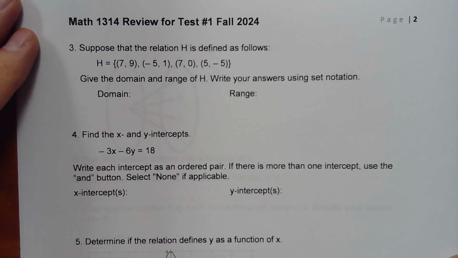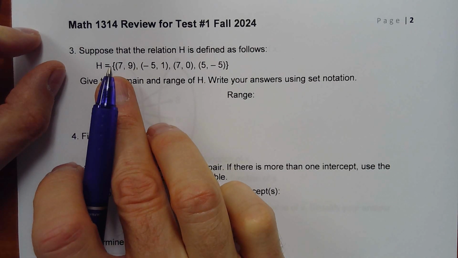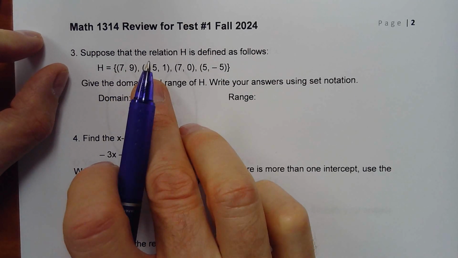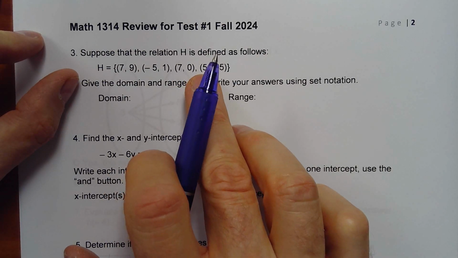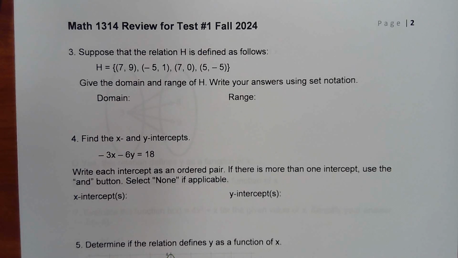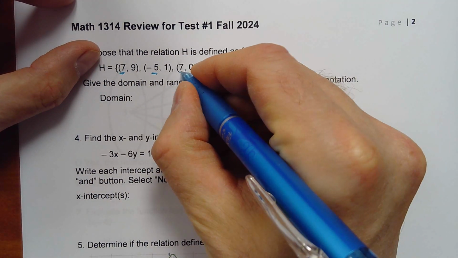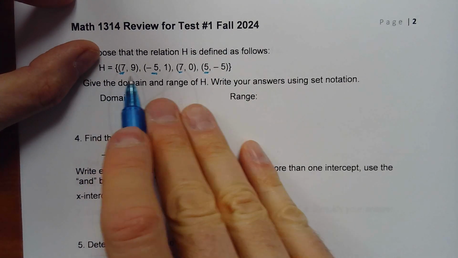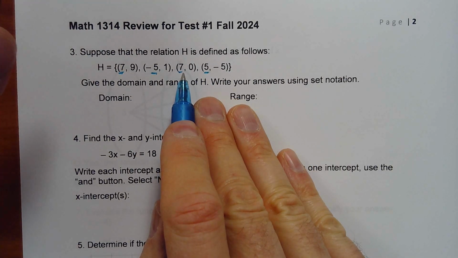For number 3, we suppose that H is a relation defined as follows. H is these ordered pairs: 7, 9; -5, 1; 7, 0; and then finally 5, -5. It asks us to give the domain and range of H, and to write our answers using set notation. Remember, the domain, when you've got a set of ordered pairs, is going to be the x-coordinates, the first coordinates of each point. So I have 7, -5, 7, and 5. I have 7 twice, and I'm not going to write that down twice.